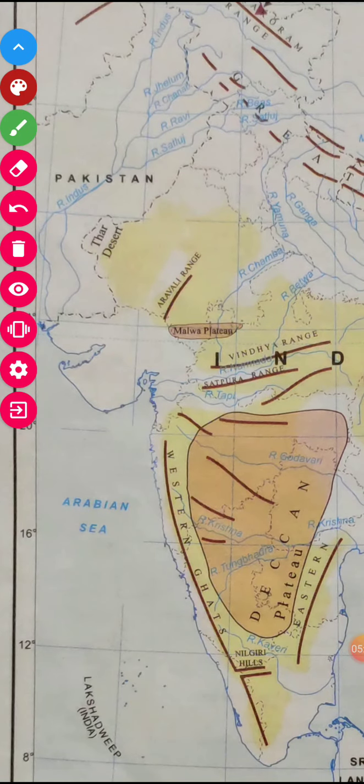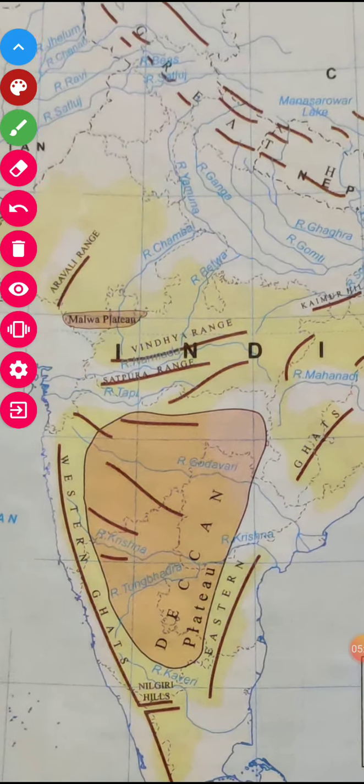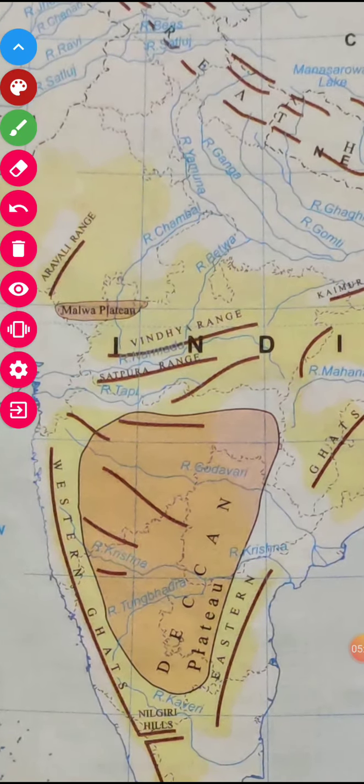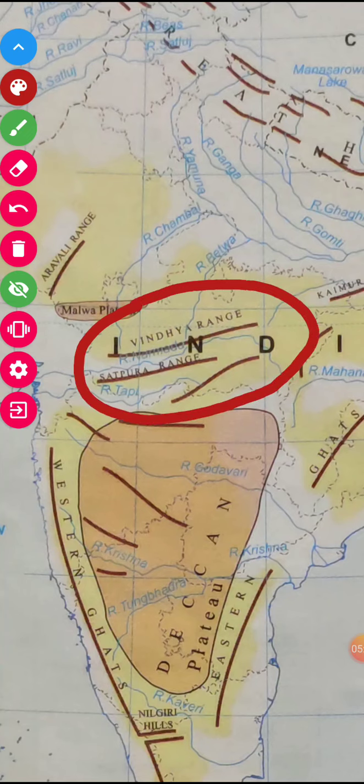Moving to the next, we have two parallel ranges. They are Vindhyas and Satpuras. I am going as per your syllabus. Other mountain ranges you need not do, children. The Vindhya range lies above the river Narmada. You can see it is not touching the river Narmada. As a whole, I am marking both the ranges. Here you can see the Vindhya range, and below this the Satpura range.